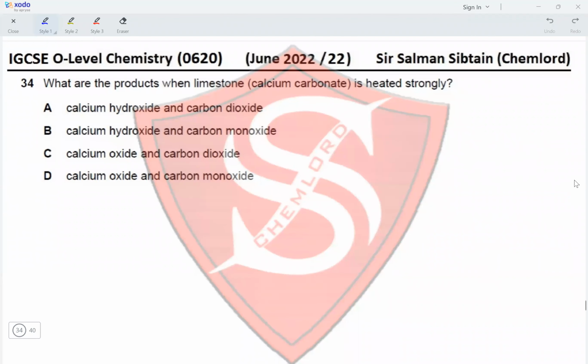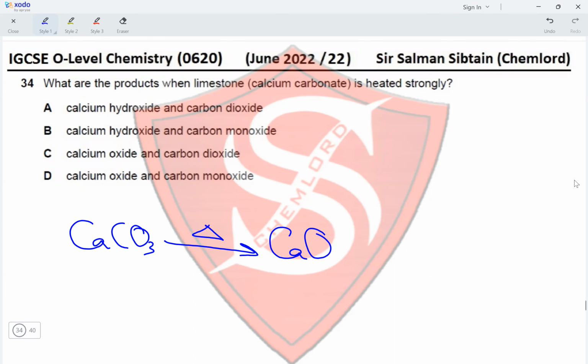Question 34. What are the products when limestone, which is calcium carbonate, is heated strongly? So calcium carbonate, on being heated strongly, undergoes decomposition to produce calcium oxide and carbon dioxide. So calcium hydroxide, no. Carbon dioxide, yes. Calcium hydroxide, no. Carbon monoxide, no. Calcium oxide, yes. Carbon dioxide, yes. Calcium oxide, yes. Carbon monoxide, no. So this makes option C the correct option for this question.